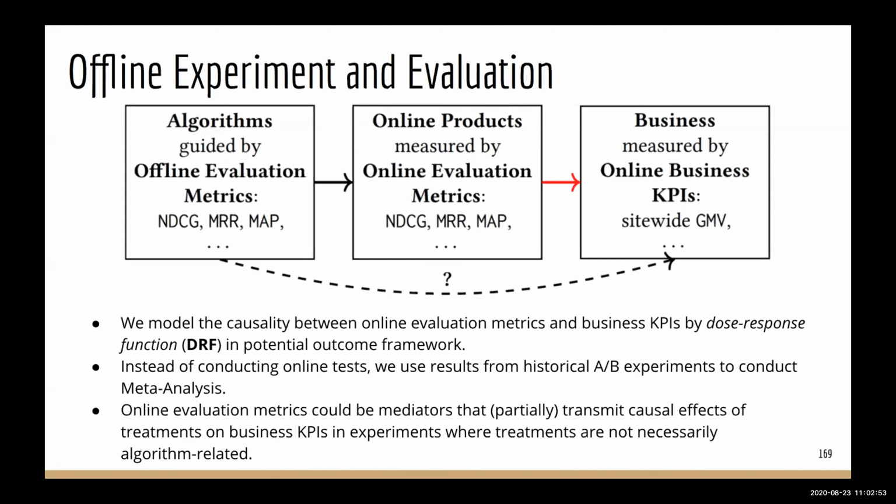So you can't really launch an A/B test to test out this causal relationship. And also, they may deteriorate your user experience, right? Or say you want to decrease the NDCG by 10%, right? That may deteriorate your user experience. You can't usually do that.